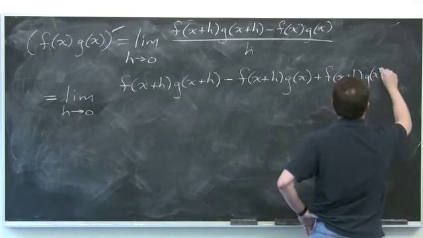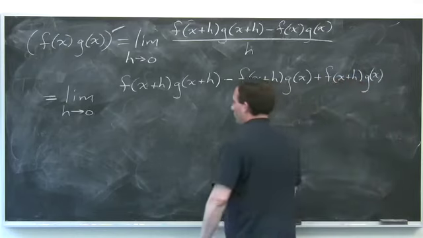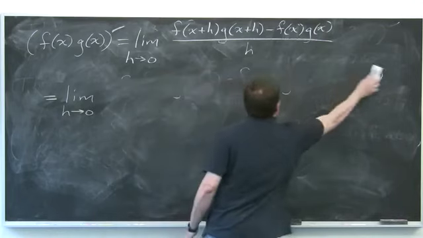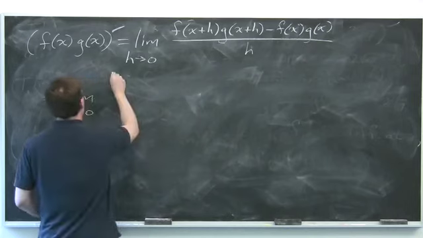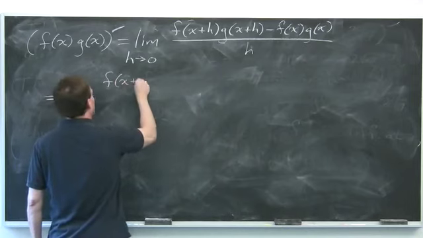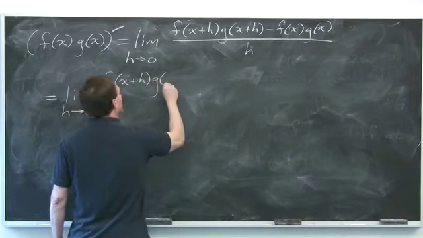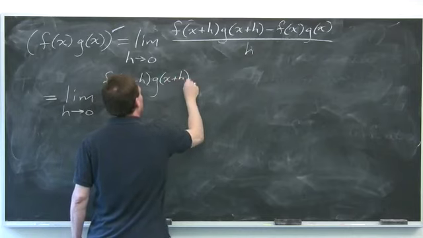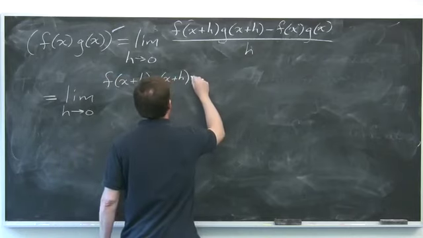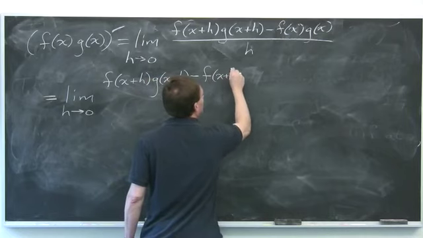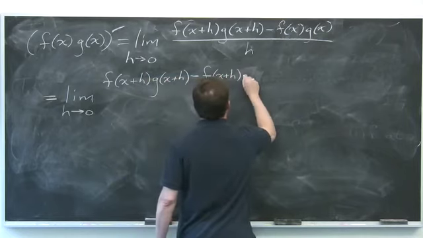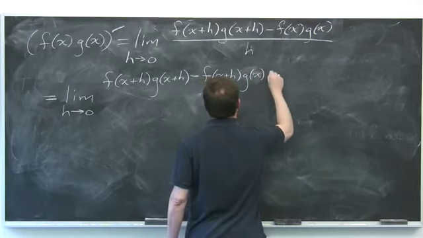And I run out of space. All right, let's try that. Let me write this farther over. So you get f of x plus h, g of x plus h. And then I'm going to subtract f of x plus h times g of x, but then I'm going to add that right back.